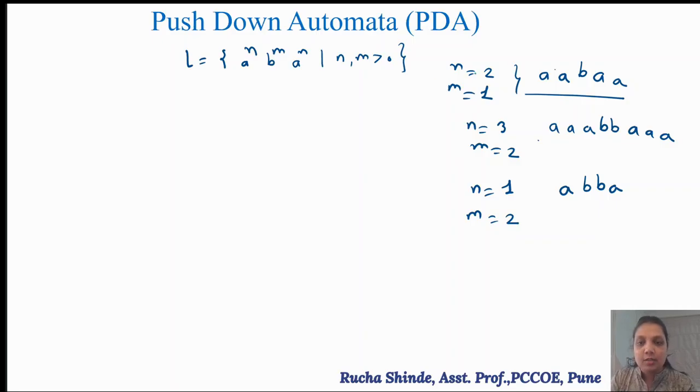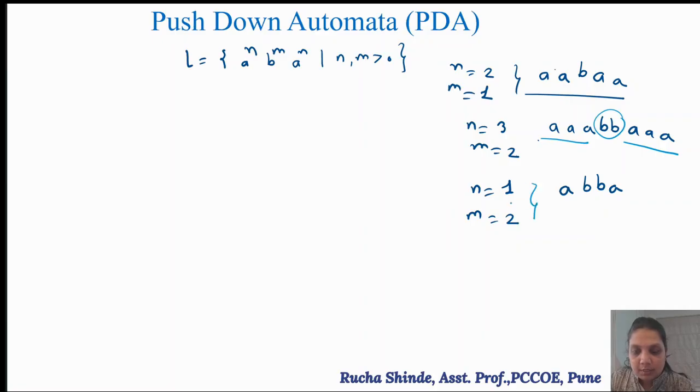So let's assume n equals 2 and m equals 1. So the possible string is like two a's, one b, and two a's. If I assume n equals 3 and m equals 2, there will be 3 a's followed by 3 a's, and in between we have 2 b's.